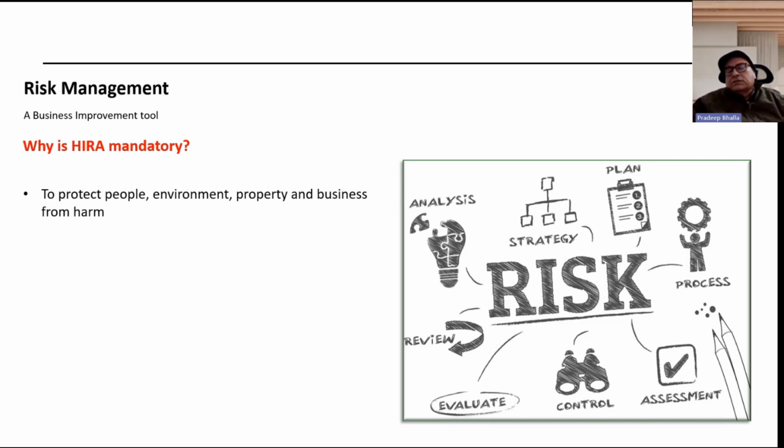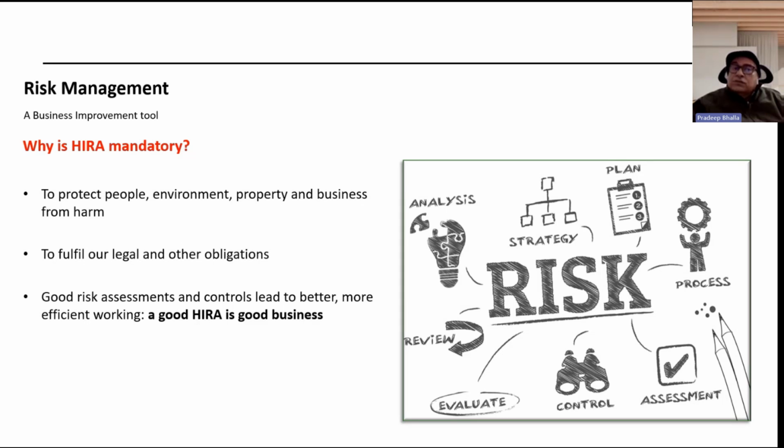Because suppose any accident happens, there will be a lot of negative publicity, and the competition will also take advantage of this and try to malign the company's reputation, plus to fulfill our legal obligations. In terms of legal application, in India we have the Factories Act, and for the construction industry we have building and construction related acts, and we have codes relevant to various industries. So in order to fulfill our legal requirements also, we have to carry out hazard identification and risk assessment. And good risk assessment and control leads to efficient working.